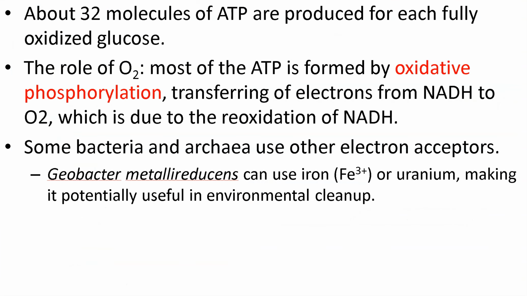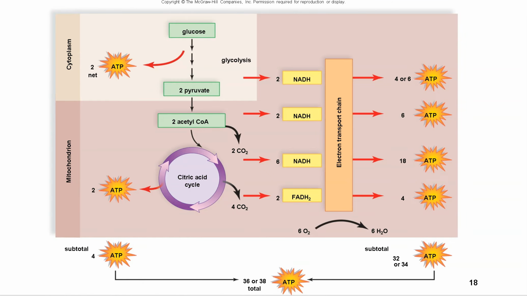So the role of oxygen: most of ATP is formed by oxidative phosphorylation, transferring of electrons from NADH to oxygen, which is due to the reoxidation of NADH. Some bacteria and archaea use other electron acceptors, sometimes iron, even uranium, possibly helpful in environmental cleanup.